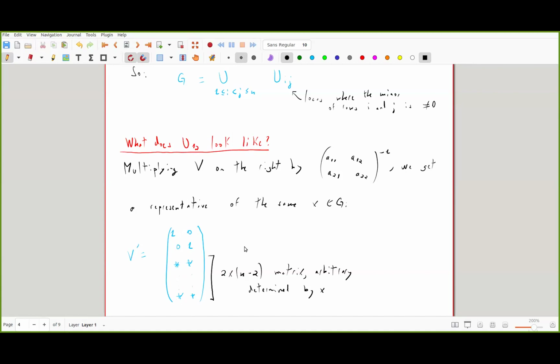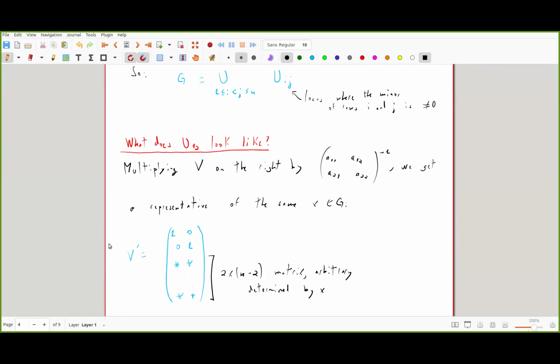And so this is going to be a representative of the same element of the Grassmannian. It's going to define the same subspace. It's going to have the same span. And in that form, it's unique. So there's a unique representative of that form, simply because if you multiply by a 2 by 2 matrix on the right, if the matrix is not the identity, you're going to change this part.